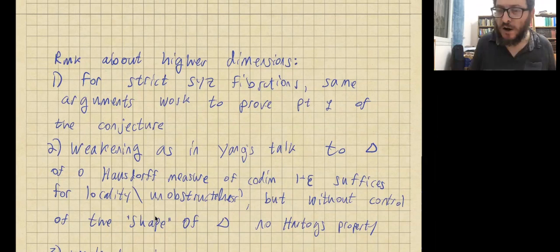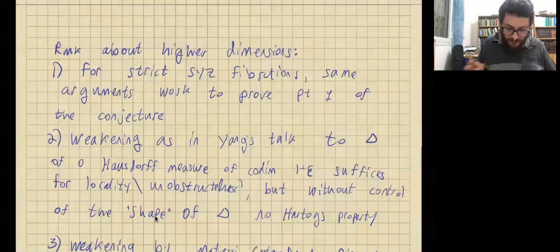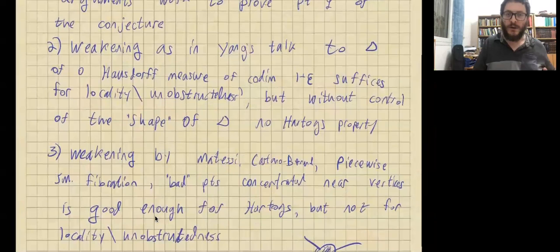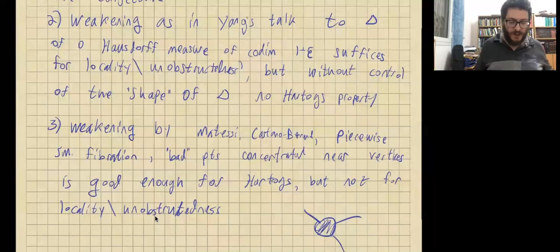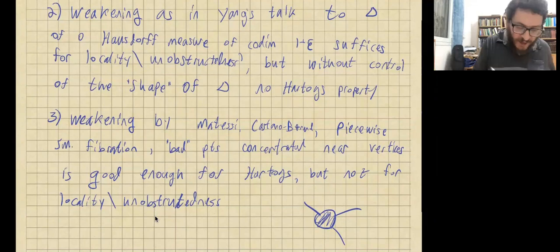On the other hand, there's another weakening. There's this paper by Matessi and Castaño-Bernard, where they construct for the quintic threefold a piecewise smooth fibration. The discriminant locus is not codimension two, but its shape is kind of codimension two. It's a piecewise smooth fibration, but the bad points are concentrated in small balls around the singularity. So that's actually quite sufficient.